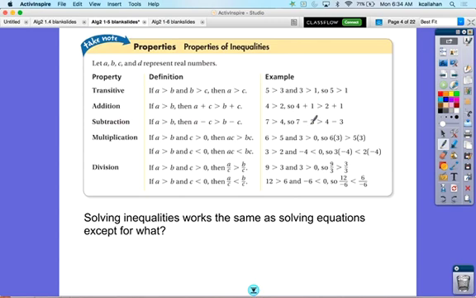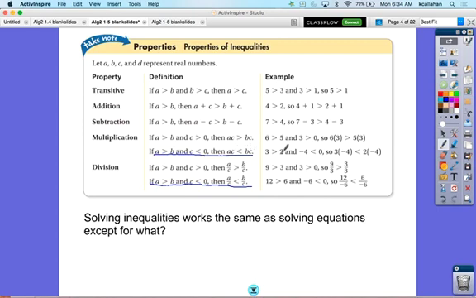Same thing works for subtraction. Okay, where it differs is if you multiply or divide by a negative number, then you have to flip the inequality symbol. Right? That's what this bottom one here is telling you. So in this one here, we're multiplying by a constant c, but the c is less than 0, meaning it's a negative number. Right? So what's going to happen? It's going to flip the inequality. It was a is greater than b. Now it's ac is less than bc.